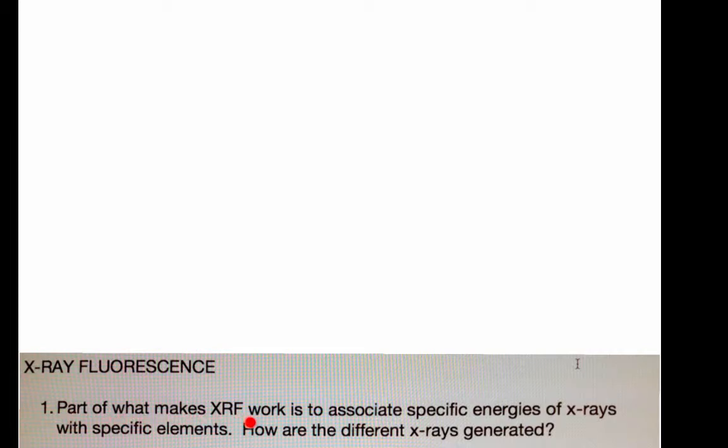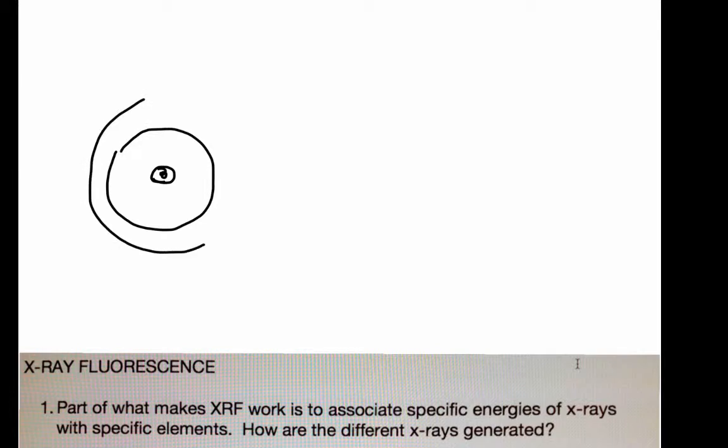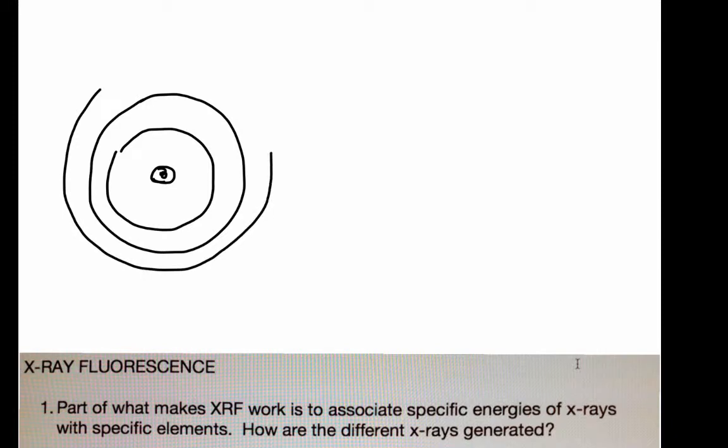Part of what makes XRF work is to associate specific energies of X-rays with specific elements. How are the different X-rays generated? Well, this question relies on you knowing that characteristic X-rays are generated through, if this is the nucleus, and this is not to scale, so that we've got protons and neutrons in here, the transition of electrons in the inner core shells of the atom.